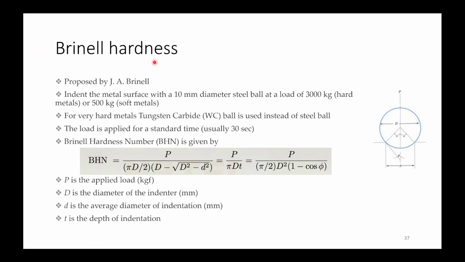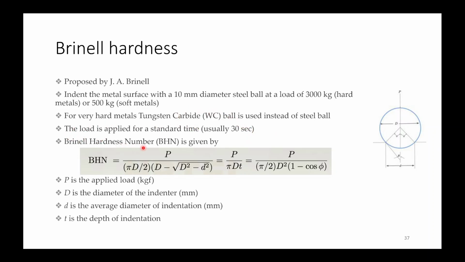The first test is the Brinell hardness test, which was proposed by J.A. Brinell. In this, we indent the metal surface with a 10 mm diameter steel ball at a load of 3000 kg for hard metals, and 500 kg is used for soft metals. For very hard metals, we use a tungsten carbide ball instead of a hardened steel ball. The load is applied for a standard time, usually 30 seconds, and then the load is removed, and then we measure the diameter of the indentation.